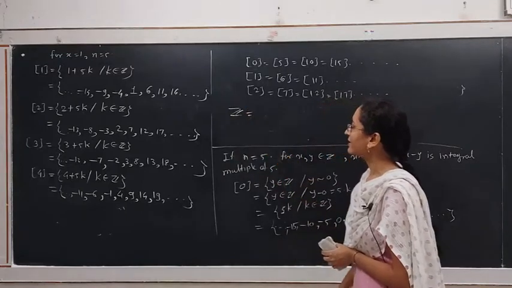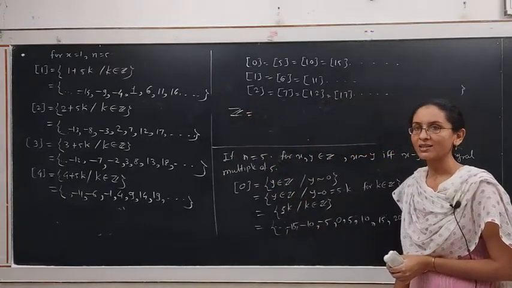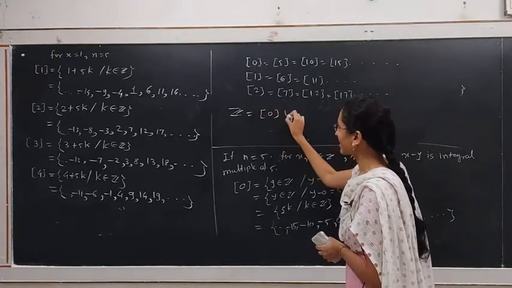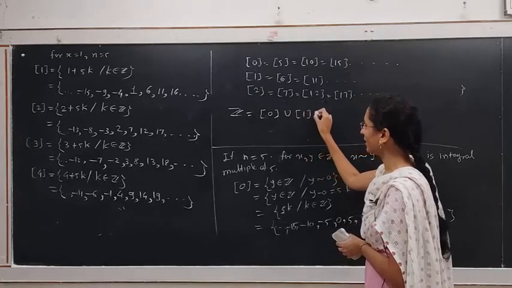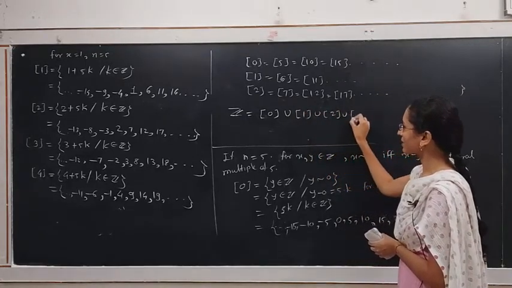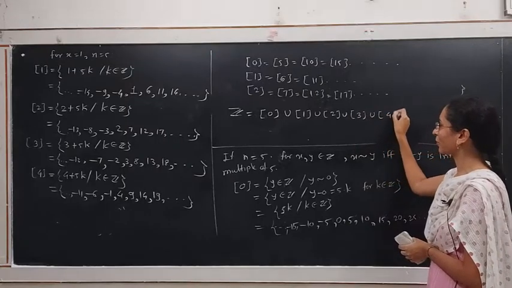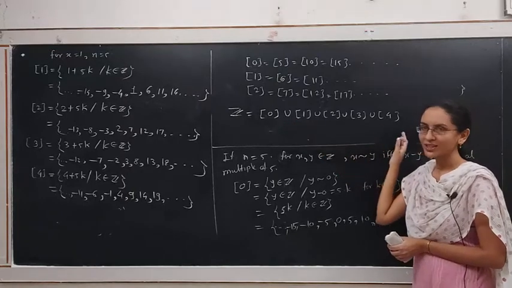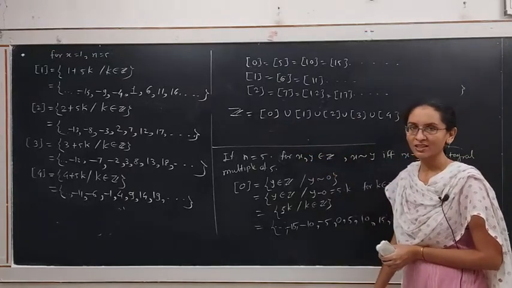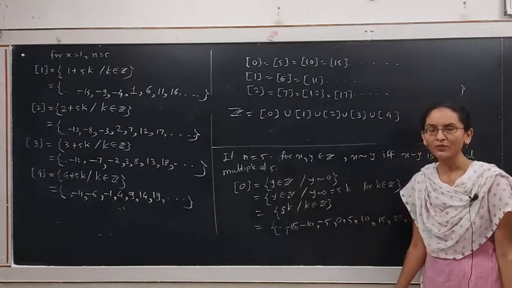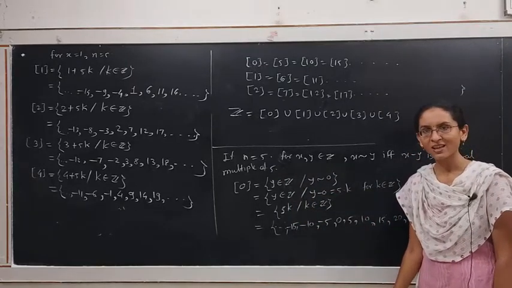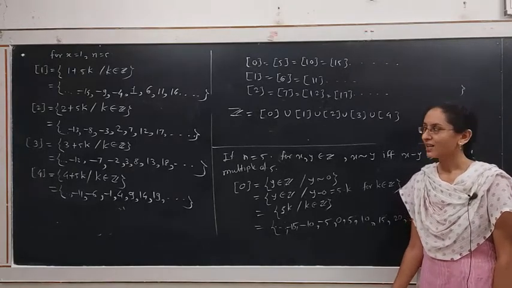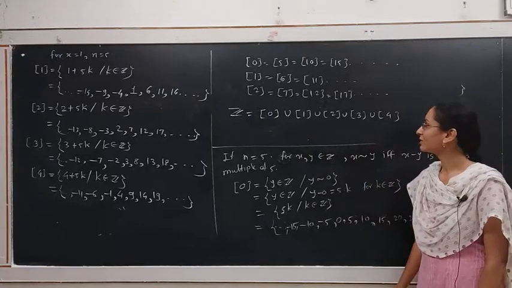Z is the union of equivalence classes, which are 5 in number. Z is the union of the sets equivalence class of 0, equivalence class of 1, equivalence class of 2, equivalence class of 3, union equivalence class of 4. These are only 5 equivalence classes, where the union of all of them gives the original set Z. This is for n equal to 5. If we fix the value of n as 6, then we get Z as the union of 6 equivalence classes, starting from 0 to 5.